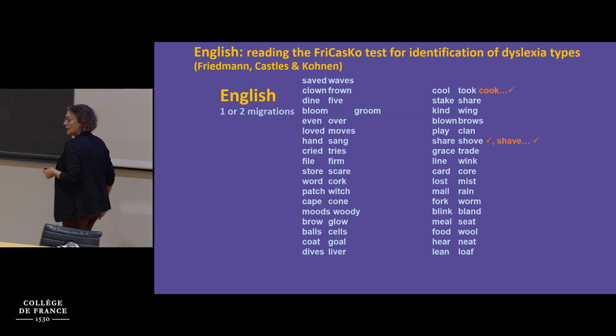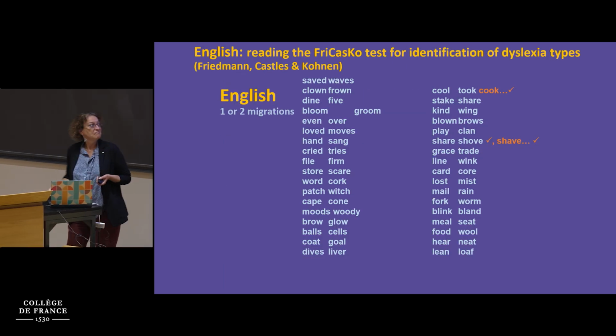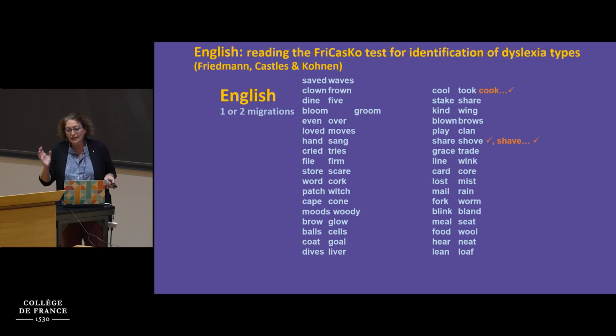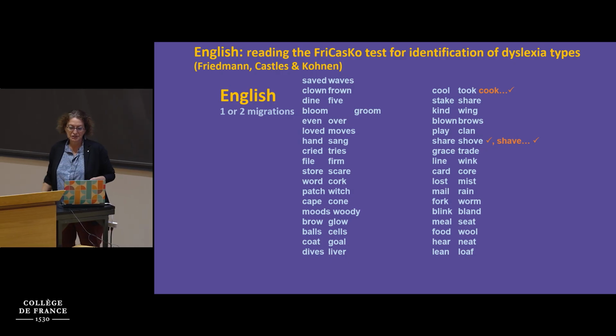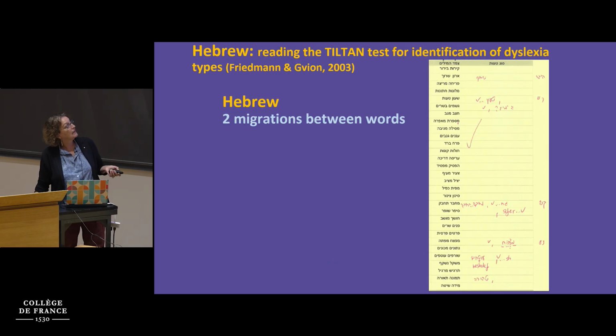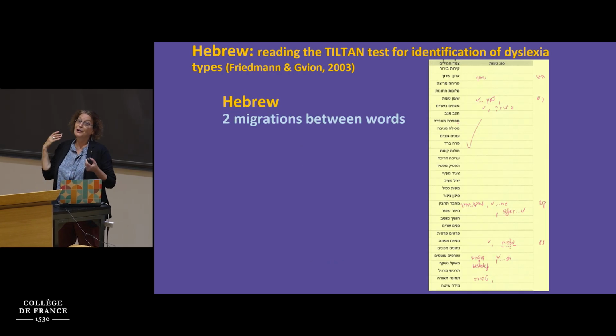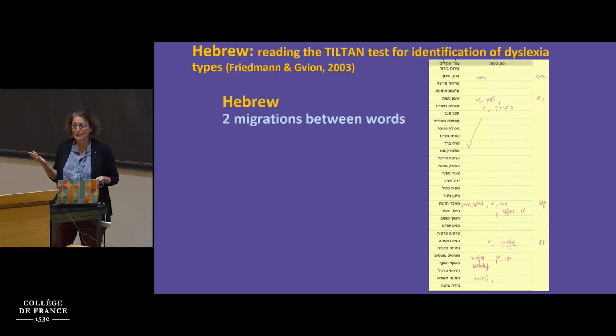What happened in her English? You can see again, she was quite normal. She had one, maybe two migrations between words within the normal range. In Hebrew, again, two migrations between words within the normal range. And then we had to have German, and we didn't have migratable word pairs in German.